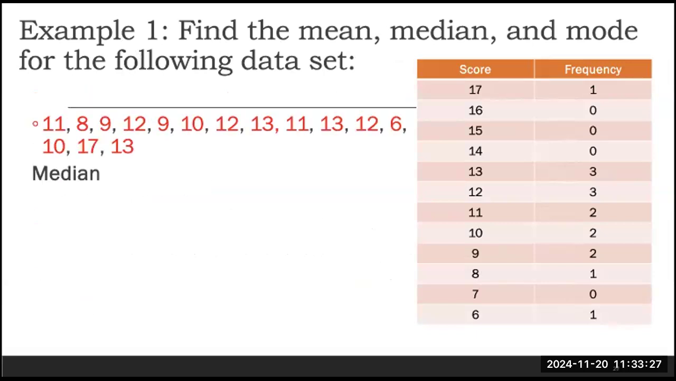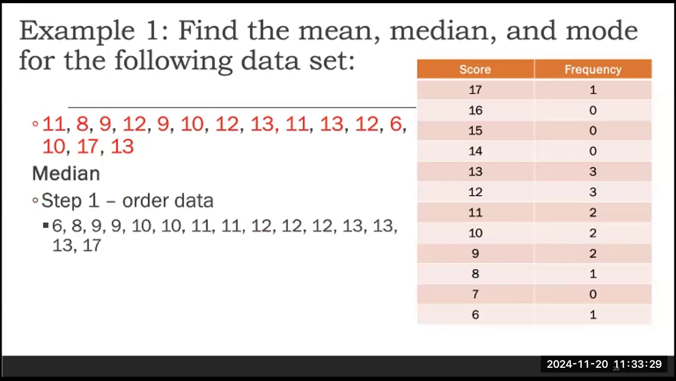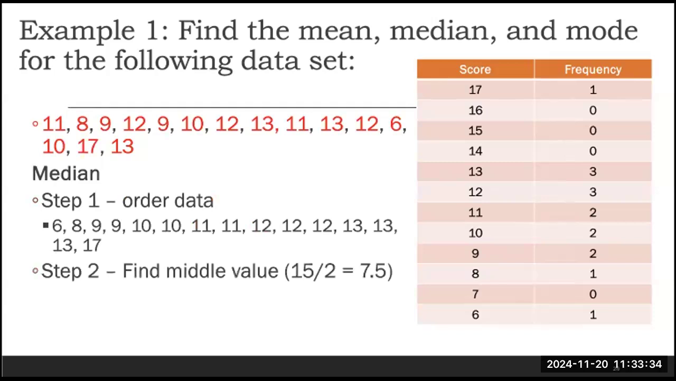In terms of median, what would you do? You again would order the data, and now you're going to look for the middle score or the middle two scores. So in this case, there were 15 values, right? 7.5. So the median is 11. So if you look at the scores, we have 1, 2, 3, 4, 5, 6, 7, 8, 9, 10, 11, 12, 13, 14, 15, right? You have 15. So you divide by 2, and it's 7.5. So 1, 2, 3, 4, 5, 6, 7. 7.5 is like seventh and eighth value are 11. So the median is 11.